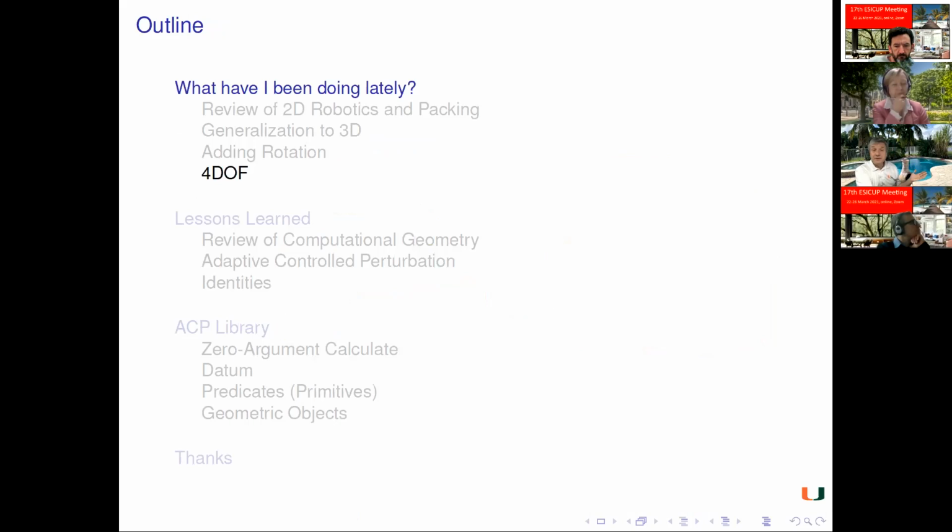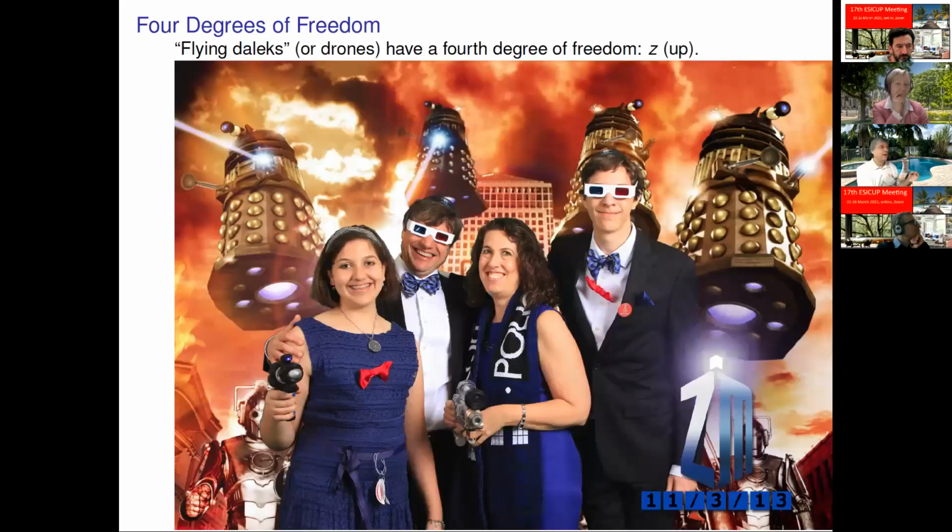What about adding another degree of freedom? As followers of Doctor Who know, at some point the Daleks got the ability to fly. And so that gives them a 4th degree of freedom, that is the Z direction, up. Now, for the most part, the Daleks didn't fly like Superman with their heads forward. They kept their heads upwards. They just sort of floated around like drones.